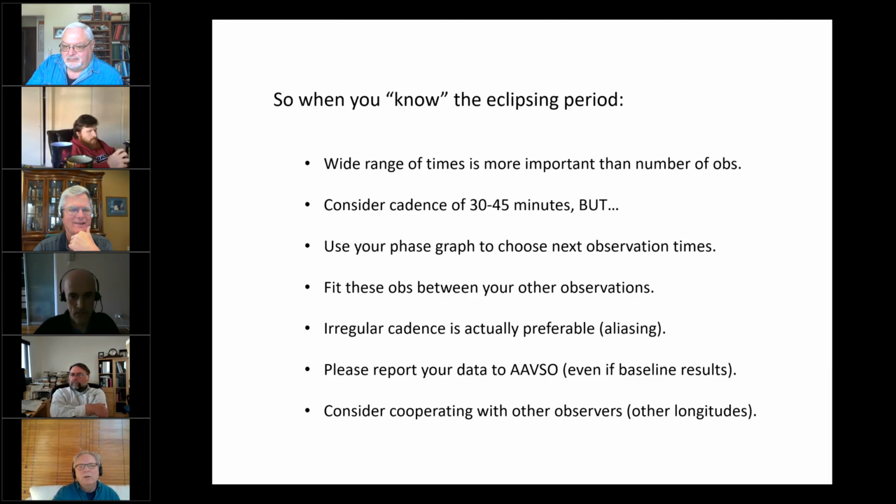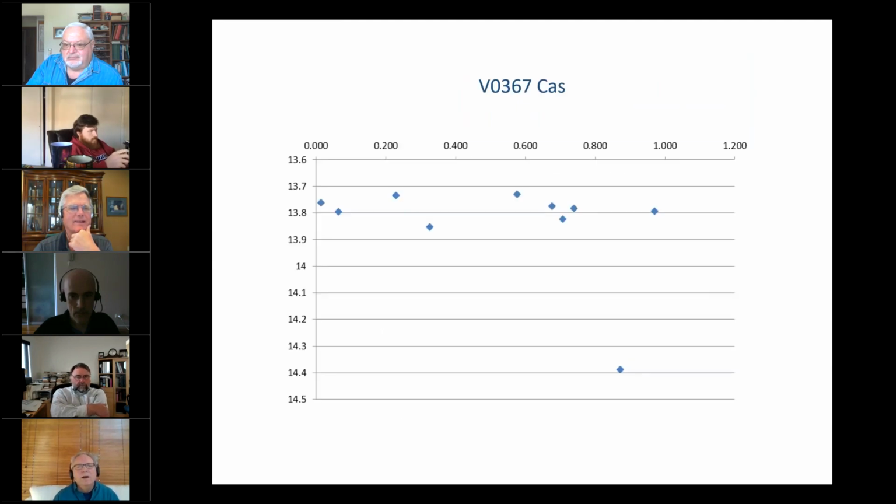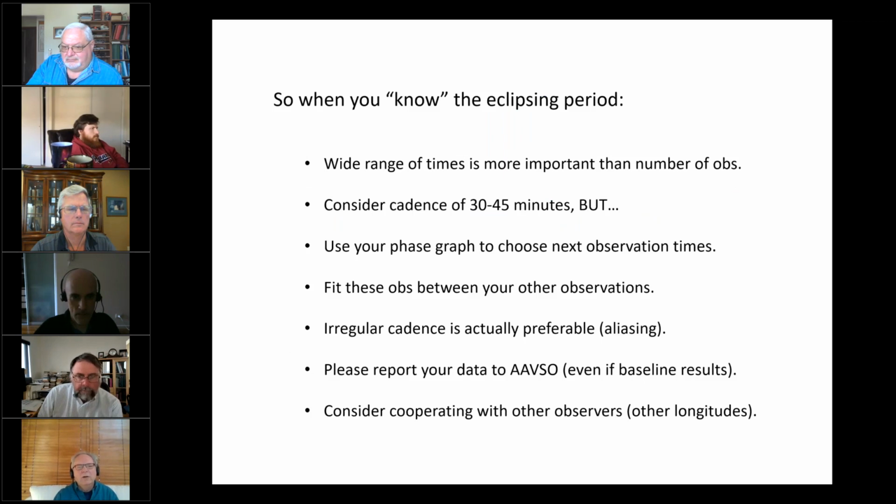Going back to the previous slide, the points along 13.8, the baseline points, are equally important because they help the minimum observations stand out more starkly when you finally get them. And consider cooperating with other observers, particularly at other longitudes, so that you can cover more of the 24-hour period. And that's pretty important in some cases.